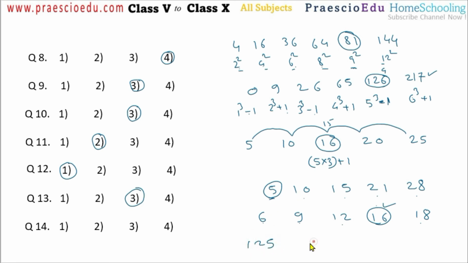125, then 64, then 36, then 8, and then 1. So 1 is the cube of 1, then 2 cube is 8, then here actually 3 cube, means 27, should be there. Here 4 cube is 64, and here 5 cube is 125. These are correct. So this 36 should be replaced by 27, means 36 is the different one, and this is given in option number 3.